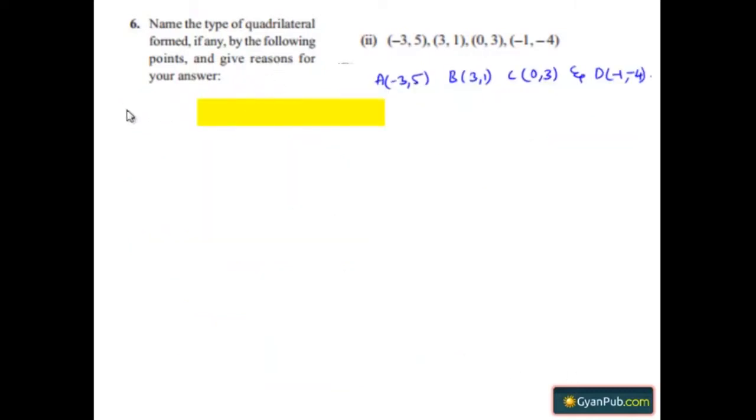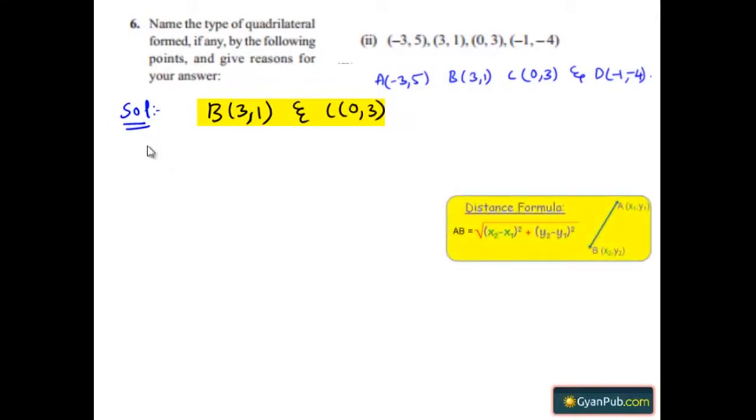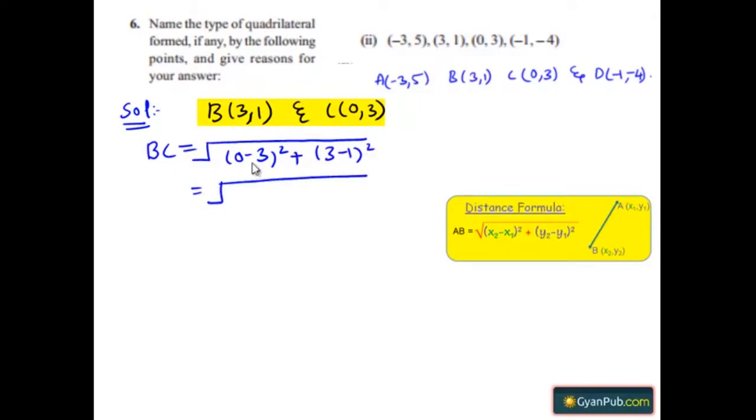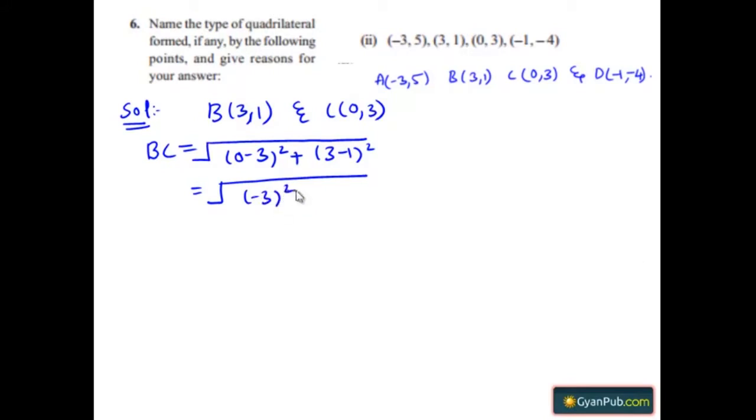Let us take the second pair of points B (3, 1) and C (0, 3). By applying the distance formula, we get length BC equals the square root of (0 minus 3) whole square plus (3 minus 1) whole square, which is equal to the square root of -3 square plus (3 minus 1 is 2) square. That is equal to the square root of -3 square is 9 plus 2 square is 4. Here 9 plus 4 is 13, that is equal to root 13.